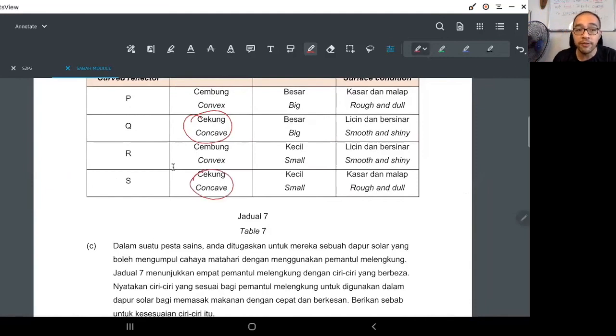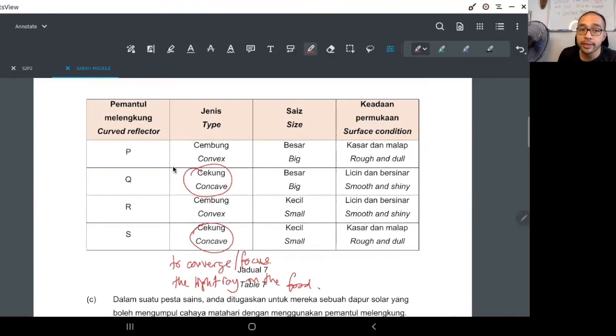You want a concave mirror, and the reason is to converge the light ray, or to focus the light ray, on the food. Next, the size of the reflector. Do you want a small mirror or a big mirror? Obviously, you want a big mirror.